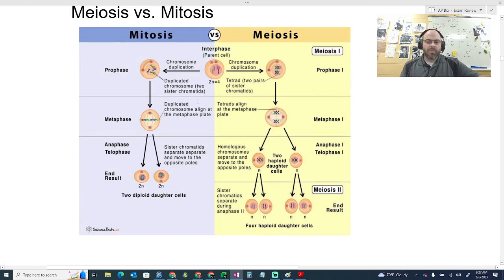So this shows you the difference between mitosis and meiosis. Big deal. Mitosis is creation of 2 diploid daughter cells that are identical. Meiosis, 4 genetically different haploid cells.